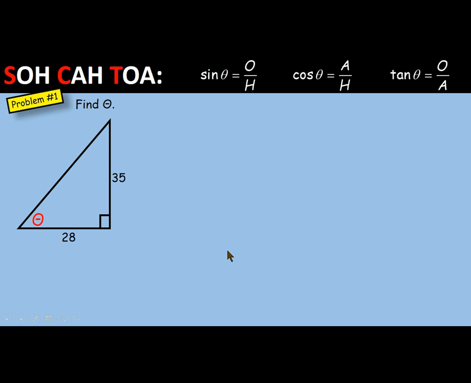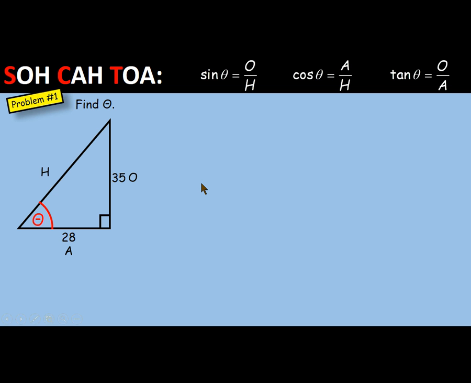Here's our first problem. We have a right triangle. We know two sides. We want to know the angle. This is an inverse problem. We start off the same way. Since we're looking for this angle, that's the angle we select. And we label our sides. In this case, we have the opposite and adjacent. We're not going to use the hypotenuse, but O and A. That's going to be tangent.